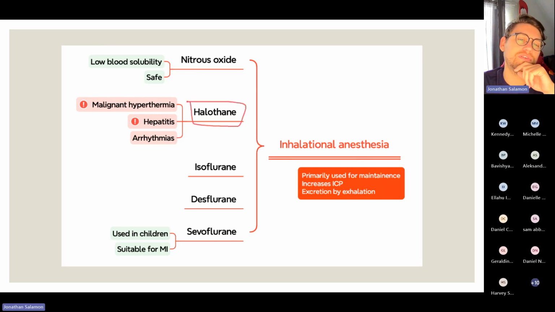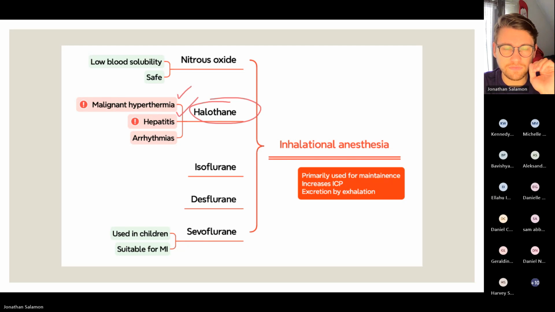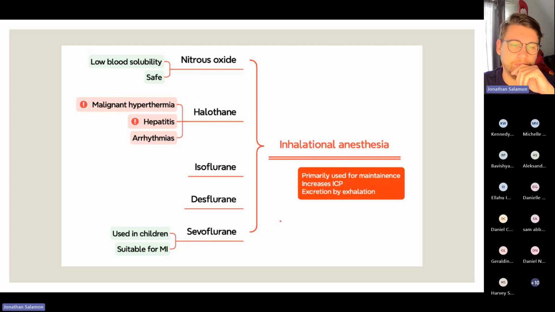Halothane is like the go-to for forever. Please know halothane hepatitis. Also, malignant hyperthermia. Malignant hyperthermia and neuroleptic malignant syndrome are basically the same thing in terms of question stems. Very similar side effects. You treat them the exact same. They're both caused by drugs. Malignant hyperthermia, halothane. Oh, also increased intracranial pressure. This has been relevant in a lot of questions.